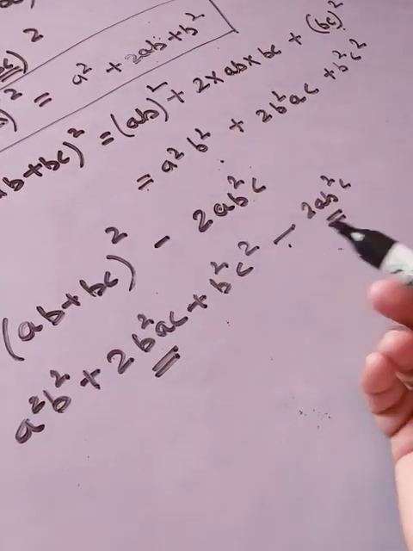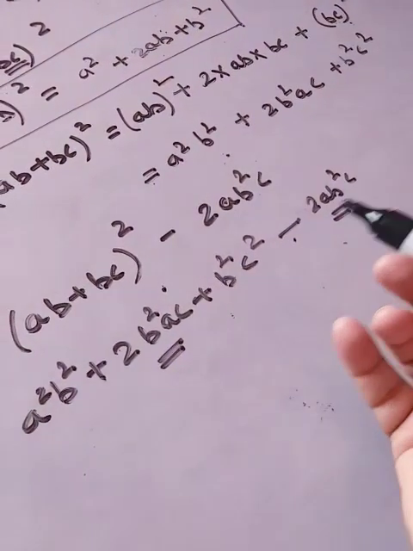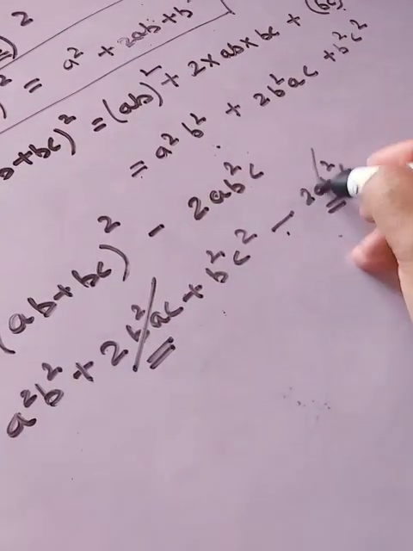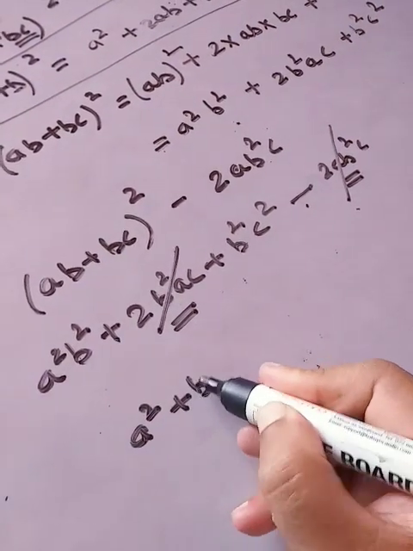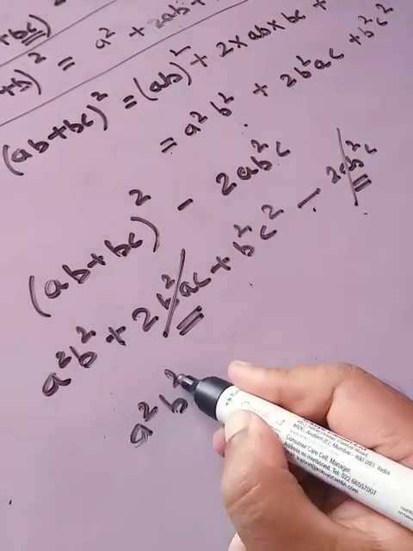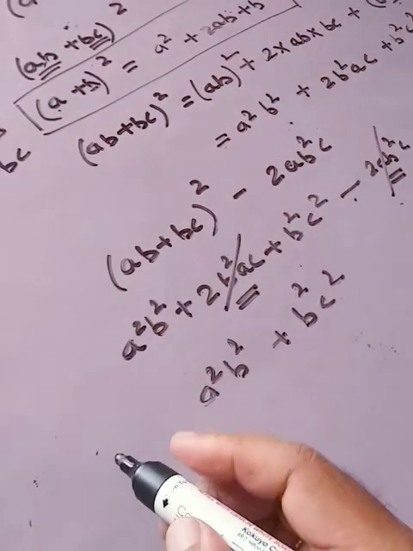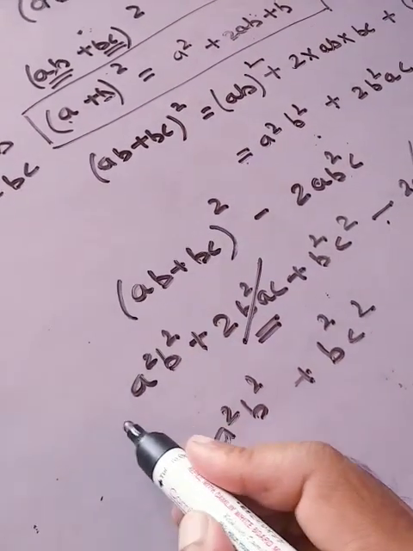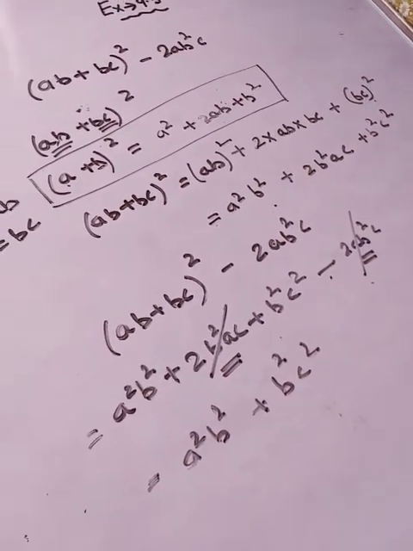2 minus 2 is 0. So when the answer 0 is coming, isn't it? So we have to cancel this out. So what is the final answer? A square, sorry, so A square B square plus B square C square. This is your final answer, student. Okay, this is your final answer.